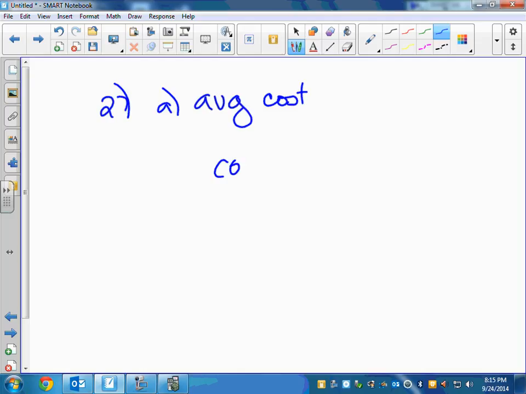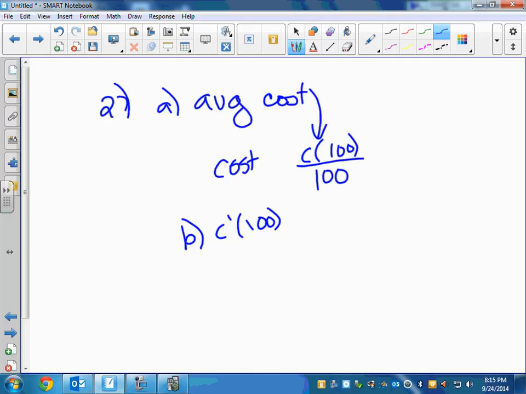The cost of 100 is just C of 100. You plug 100 in there. That's the cost of 100 washing machines. But to find the average cost, you're going to take that divided by how many you're doing there. So average cost, you should be doing that. Marginal cost. You have to know when you see the word marginal cost, you mean derivative. So for part B, you should just do C prime of 100.